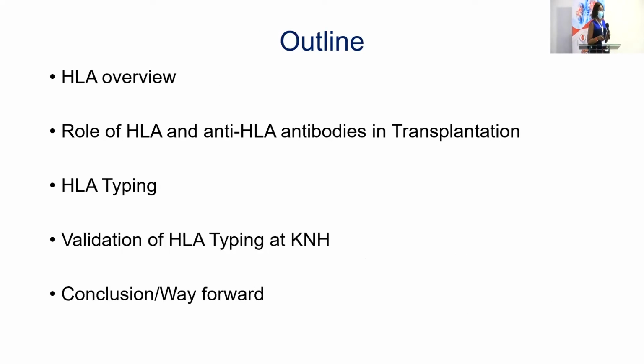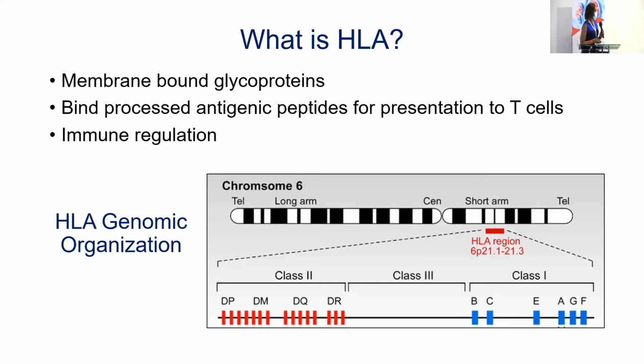working. Okay, it's back. So this will be the outline of my talk, a brief overview of HLA, and then describe its importance in transplantation. And then I'll talk about the methods of HLA typing and the aim of HLA typing. And then we actually just want to describe to you the validation process we've gone through at KNH, EACI lab, in validating a HLA typing assay, and then we will conclude.